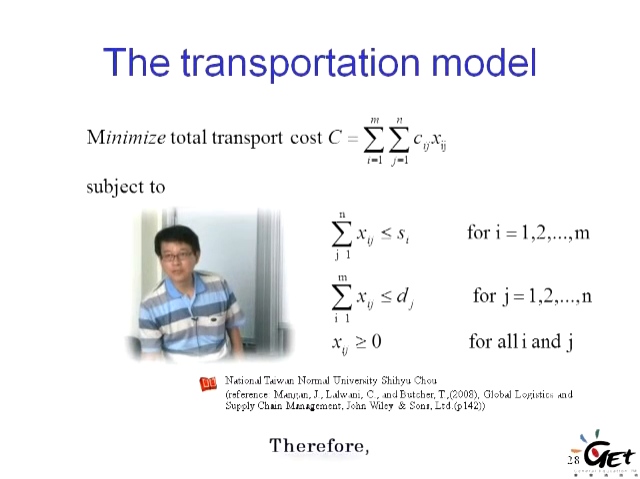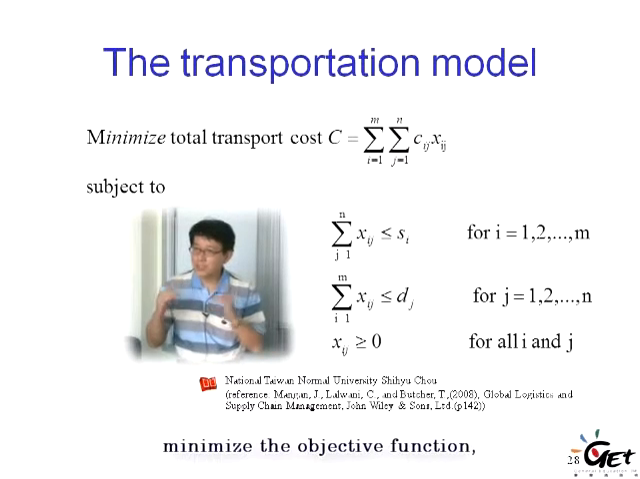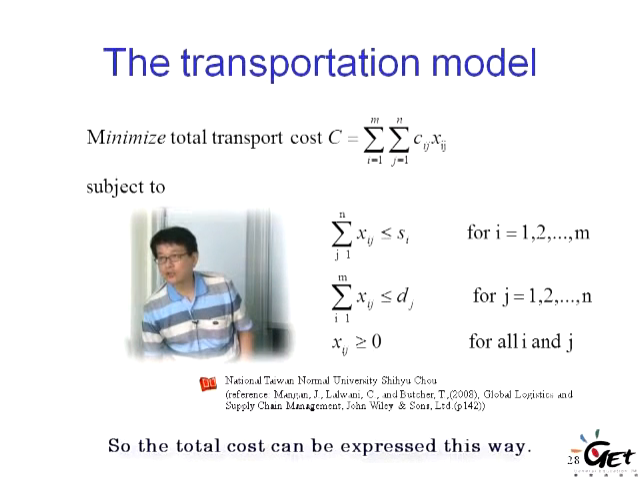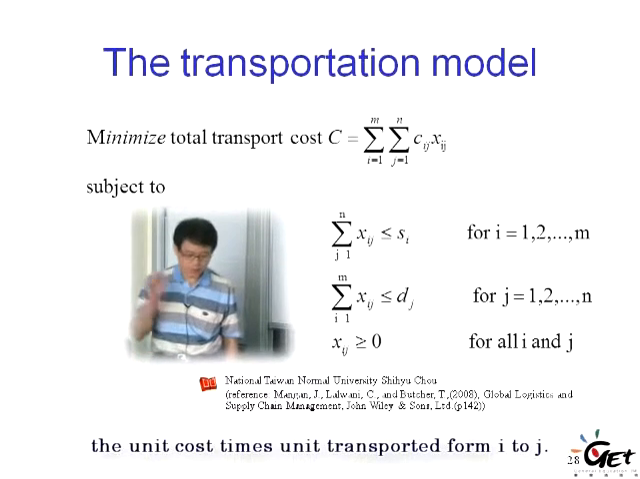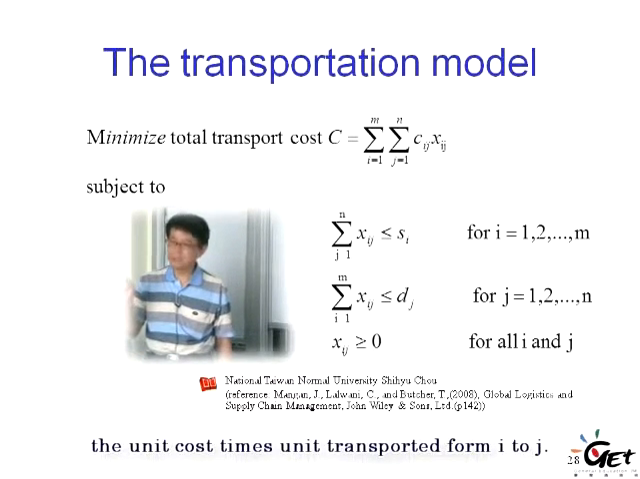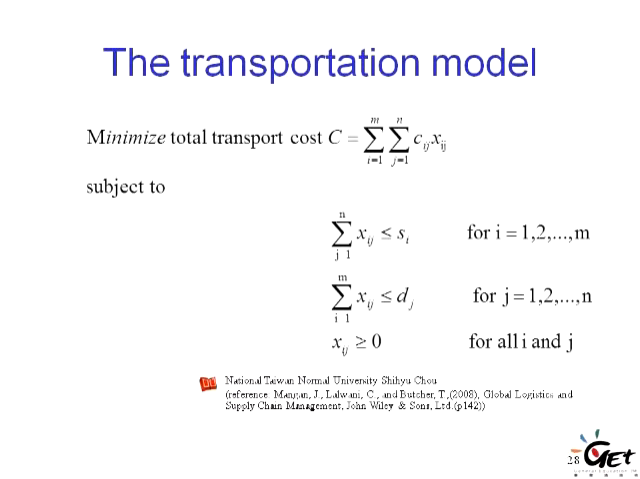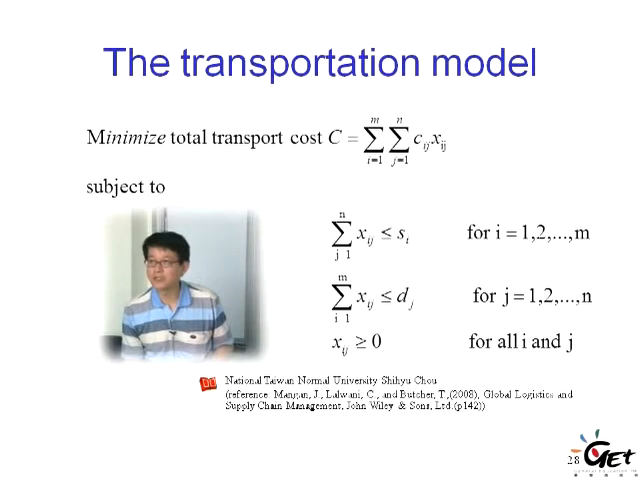Okay. For this transportation problem, we try to minimize the objective function, the total cost. The total cost can be expressed in this way: Cij, the unit cost, times the units transported from i to j, Cij times Xij. Then you have a total of n suppliers, so you use this summation symbol.